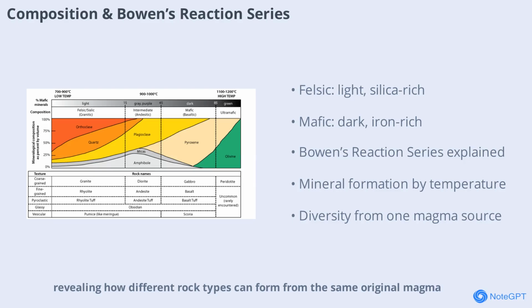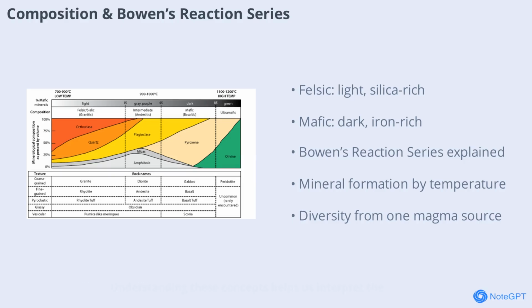This series is a powerful tool for geologists, revealing how different rock types can form from the same original magma, simply by cooling at different rates or temperatures. Understanding these concepts helps us interpret the diversity of igneous rocks found on Earth.